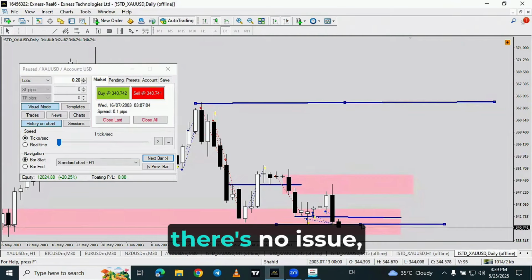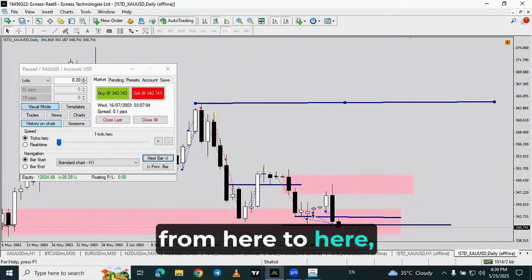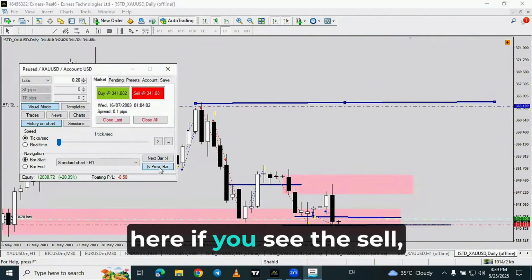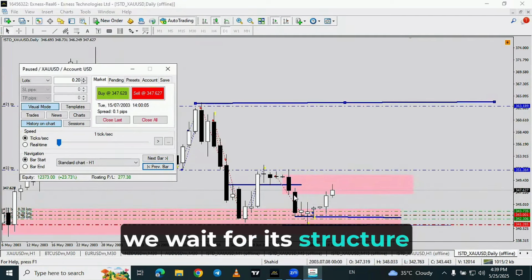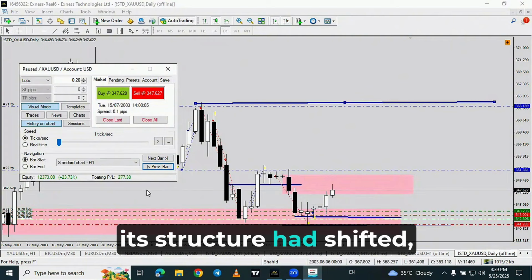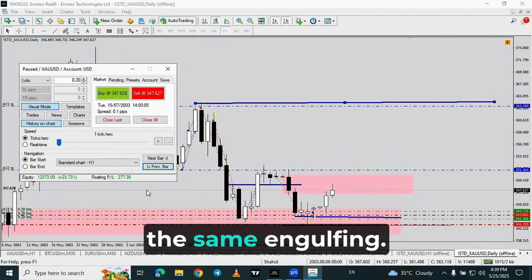No issue. I'm just explaining. We're backtesting. There is no issue. Our trade from here to here, as much as it went here. If you see the sell, all these liquidities are there. So here if you see, we wait for its structure to shift. See here, its structure had shifted, confirmation had come on the same engulfing.